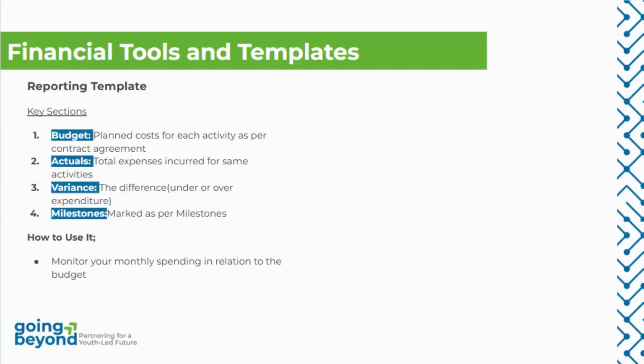For financial reporting, we've designed a reporting template. Here are its key components. Budget, the planned costs for each activity based on the contract. Actuals, the real expenses incurred for each activity. Variance, the difference between the budget and actual expenses. Milestones, use this to mark spending progress against your goals.